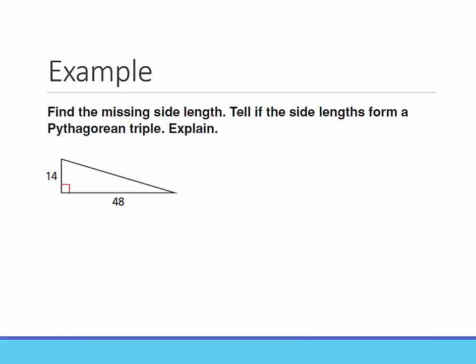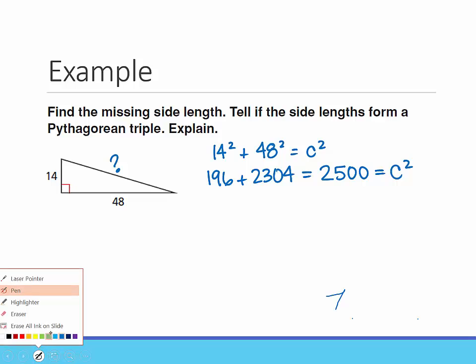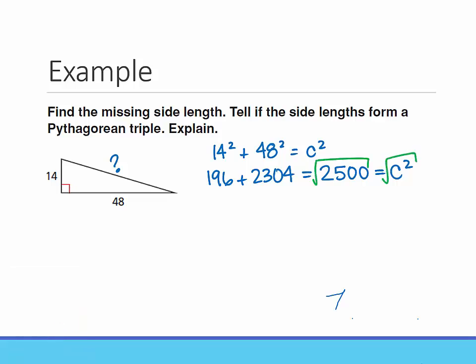So let's plug it in. Since we don't know what that is, and it's the hypotenuse, we're going to make that C. 14 squared is 196. 48 times 48 is 2,304. And when you add them together, we end up with 2,500, and that's C squared. So when we go to take the square root of this, we end up with a nice pretty 50.